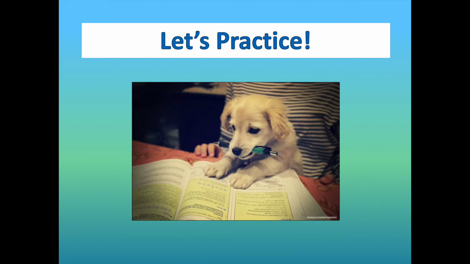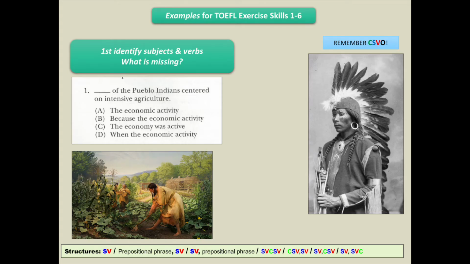Let's practice using these skills and strategies. The first thing we're going to do is identify subjects and verbs to see what is missing. There's a prepositional phrase here, so that is not the subject. And then we have a verb, centered. So that means we are missing our subject.